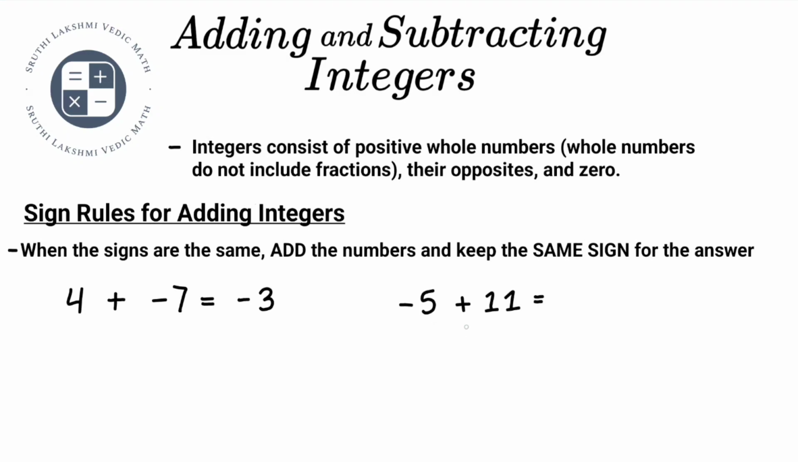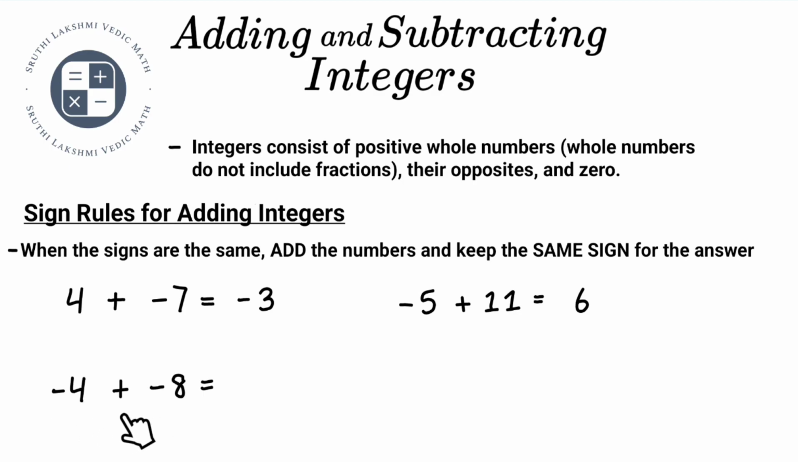Negative 5 plus 11. Here, we're going to do the same thing. We're going to subtract 11 and 5. 11 minus 5 is 6. Here, the largest number is 11, so that means we don't add anything to the 6 since it's already considered positive without the sign. Negative 5 plus 11 equals 6.